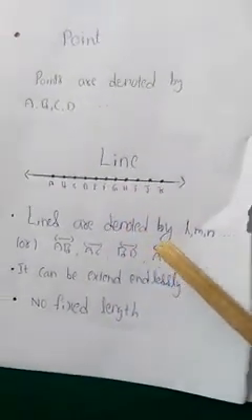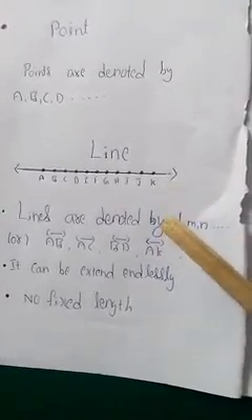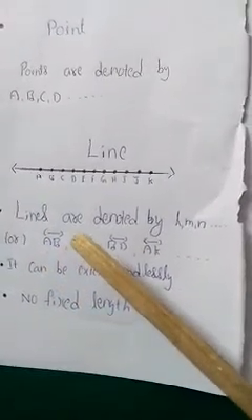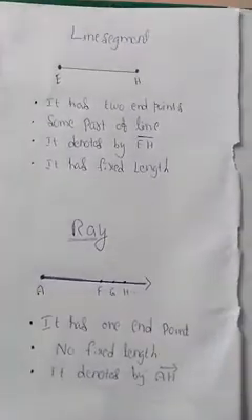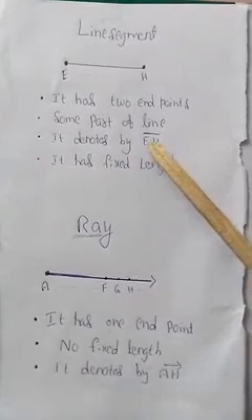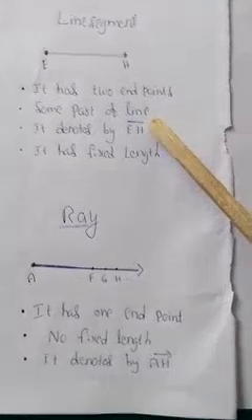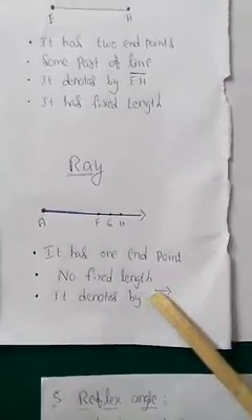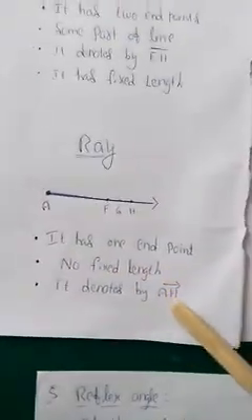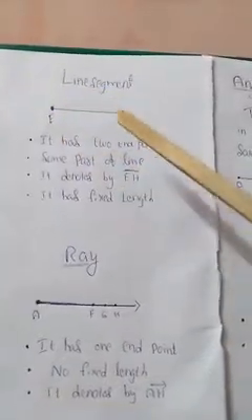Okay. Once again, line. A line has no endpoints. We can extend endlessly on either side. We can denote it by using two letters, with the line symbol upon them. It has no fixed length. A line segment has two endpoints. It is some part of a line. It has fixed length. We can represent a line segment also by using two letters, but upon the two letters we have to show the line segment symbol. And a ray, we can also show by using two letters only, but upon these two letters we have to show the ray symbol. A line does not have fixed length, and a ray also does not have fixed length. A line has no endpoints, a ray has one endpoint, a line segment has two endpoints.